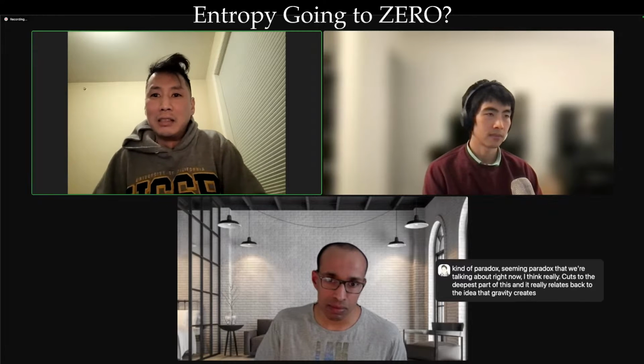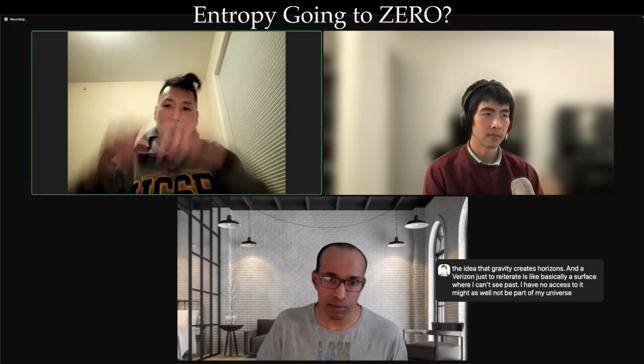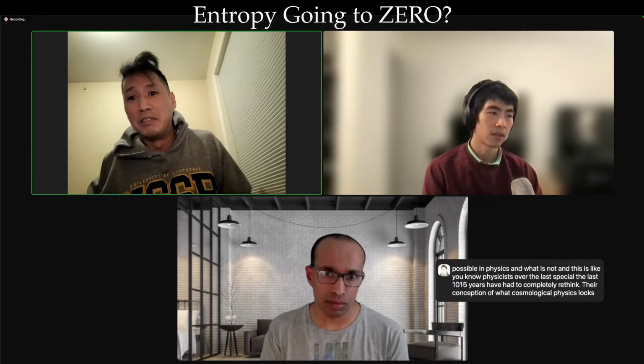I don't have much to say about this other than the fact that people talk a lot about the conflict between quantum mechanics and Einstein's theory of relativity. And I would just like to echo what Tim said, that I think this seeming paradox that we're talking about right now really cuts to the deepest part of this. And it really relates back to the idea that gravity creates horizons. And a horizon, just to reiterate, is basically a surface where I can't see past. I have no access to it. It might as well not be part of my universe. And when you create these horizons in the universe, it really messes with your conception of what is possible in physics and what is not. Physicists, especially over the last 10, 15 years, have had to completely rethink their conception of what cosmological physics looks like in light of the existence of these horizons.